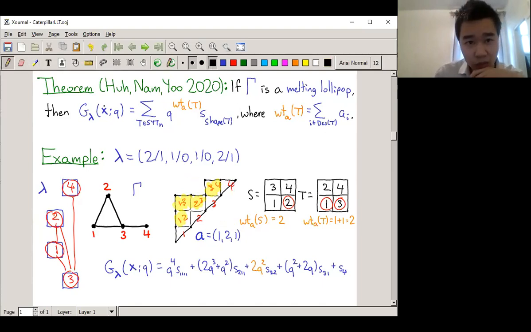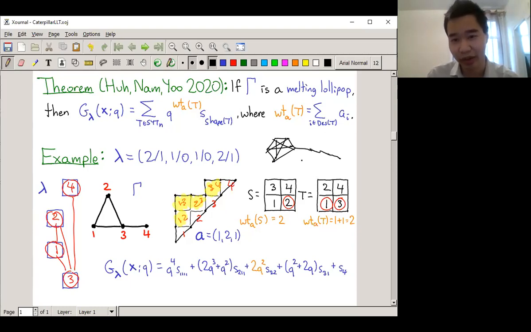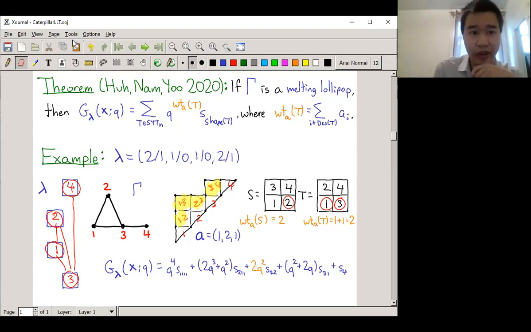And what Schur, Nam, and Yu showed is that if the graph gamma is a melting lollipop, and I think this is really cute, a lollipop is if we've got a complete graph and then the path coming off of it. And then a melting lollipop is if we maybe remove some of the edges connecting this vertex to the other ones in the complete graph. So this is a lollipop graph. And they showed that in this case, we get this formula for the Schur expansion.